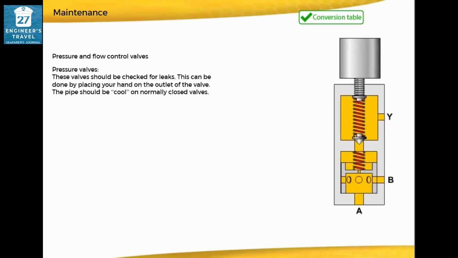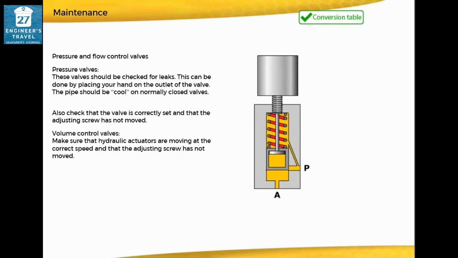Pressure and flow control valves. Pressure valves. These valves should be checked for leaks. This can be done by placing your hand on the outlet of the valve. The pipe should be cool on normally closed valves. Also check that the valve is correctly set and that the adjusting screw has not moved. Volume control valves. Make sure that hydraulic actuators are moving at the correct speed and that the adjusting screw has not moved.